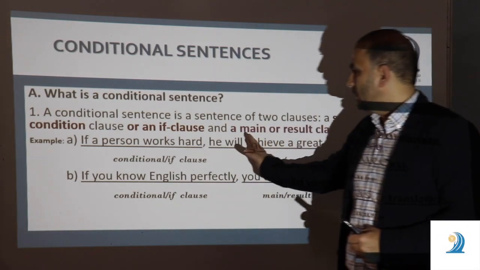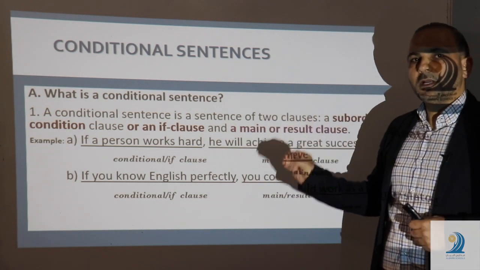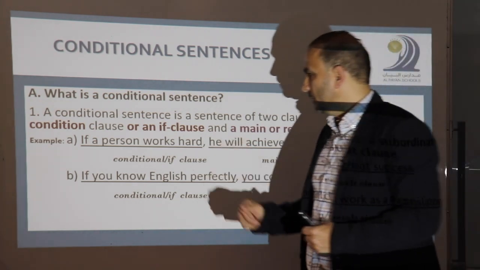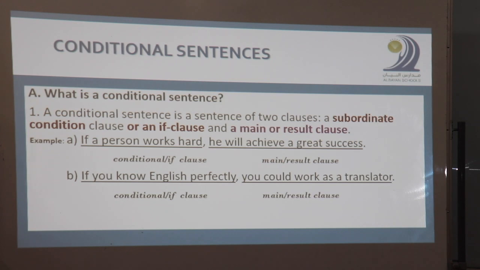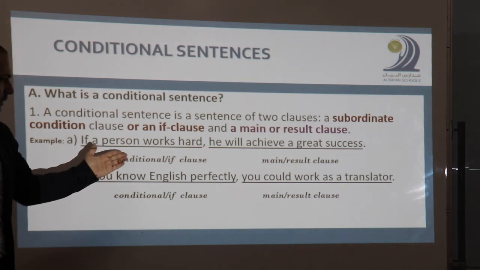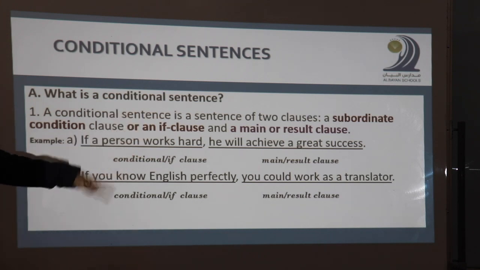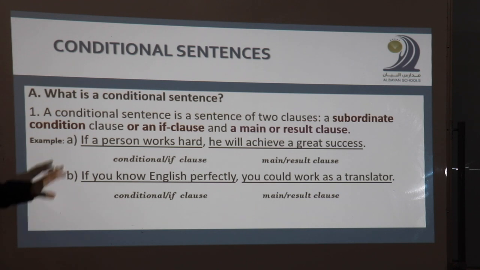Of course, we'll talk about the tenses and when we use them, in which type: type 1, type 2, type 3, and the mixed type. Here we have the conditional part and the result part. In the conditional part we use the simple present, and in the result the simple future. We use type 1 here, but we'll talk about the types in detail separately.